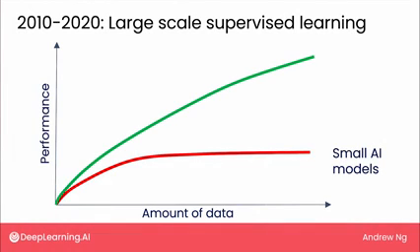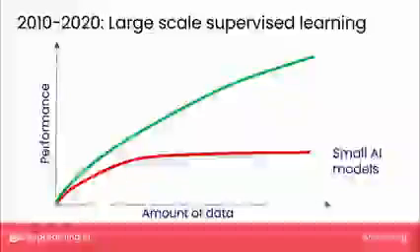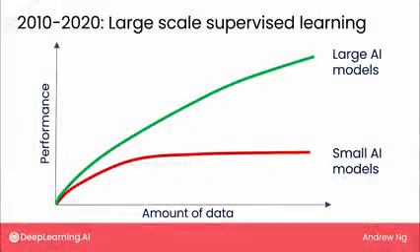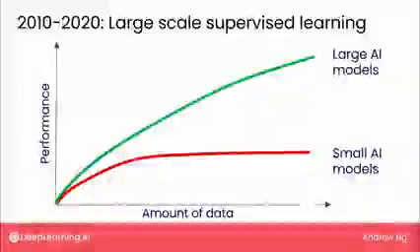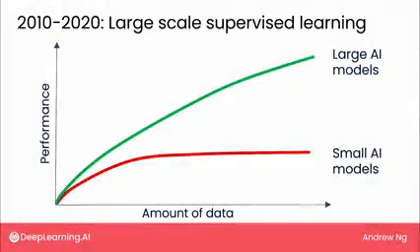But what more and more researchers started to realize through this period is if you were to train a very large AI model, meaning an AI model on very fast, very powerful computers with a lot of memory, then its performance, as you fed it more and more data, would just keep on getting better and better.